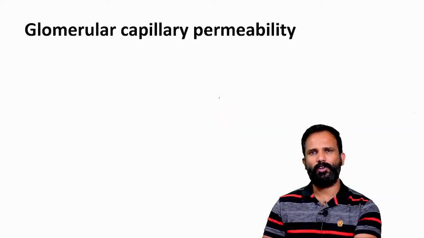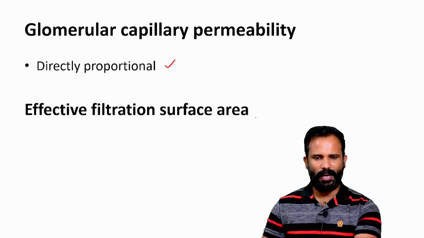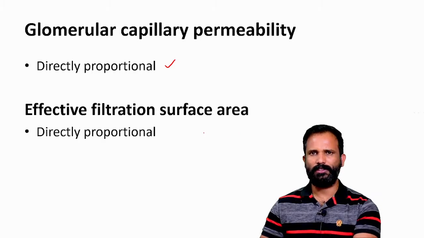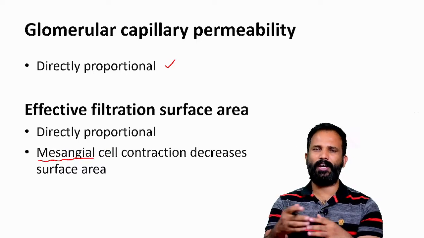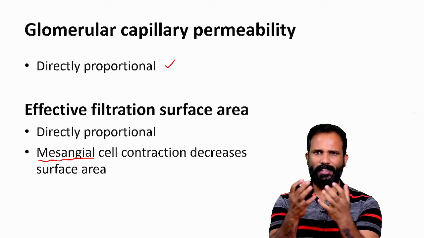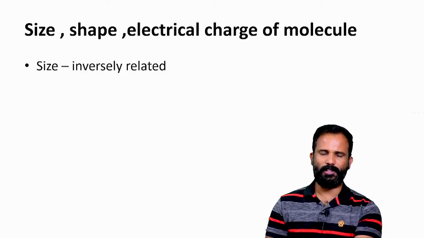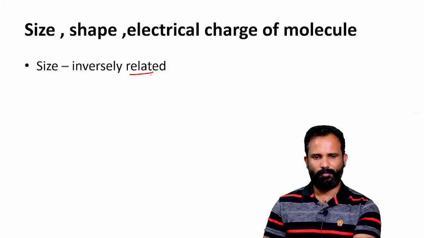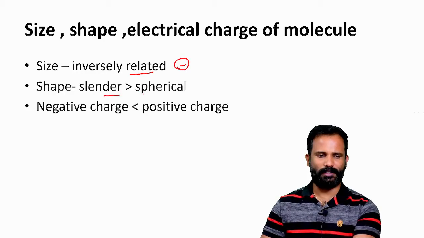And coming to the glomerular capillary permeability, directly proportional, and effective filtration surface area. More the surface area, more the filtration. And the mesangial cells which are surrounding these glomerular capillaries can contract and they decrease the surface area, which decreases the GFR. Coming to the size, larger the size, less the filtration. So inversely. Shape, slender will be filtered more easily than spherical.